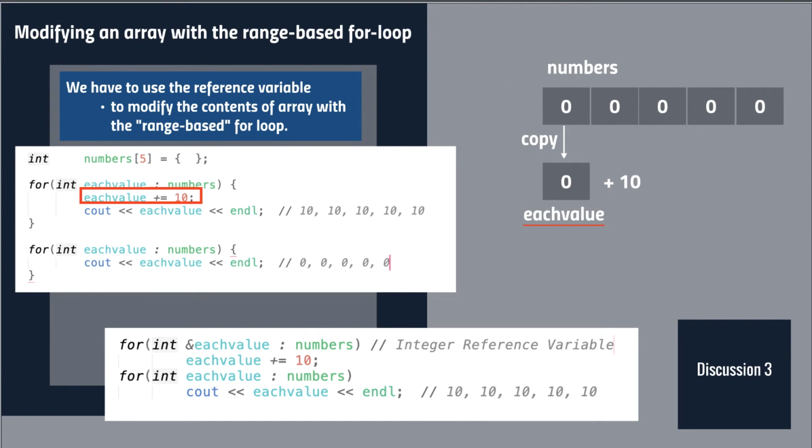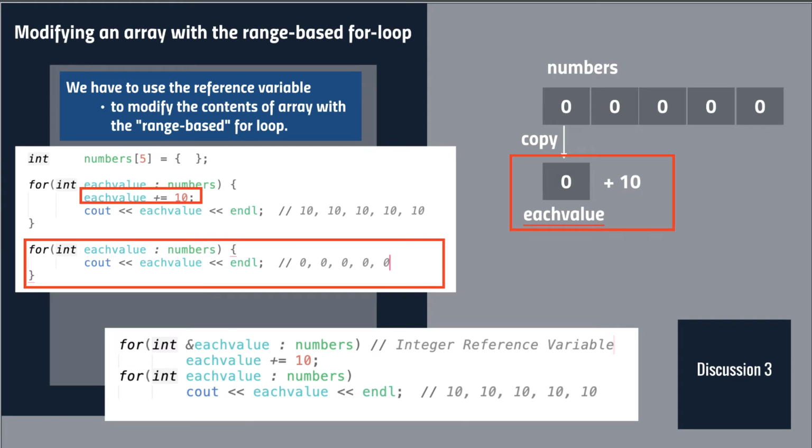When you try to add 10 to the copied range-based for loop variable, the change only affects the range variable but not the original array element. Even though we added 10 to all elements during the iteration, the array elements never changed. The change occurred only in the copied range variable. Thus, we print out all elements after the modification, but all elements remain 0 as the original value.